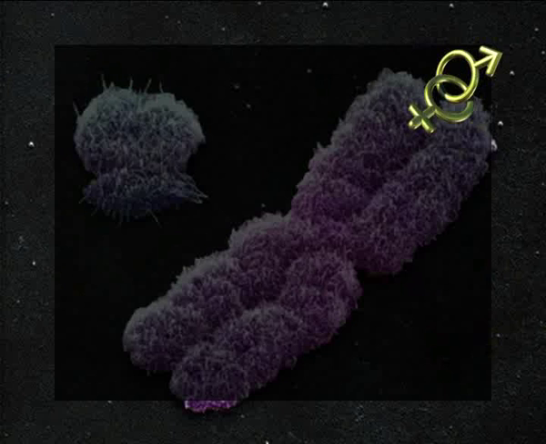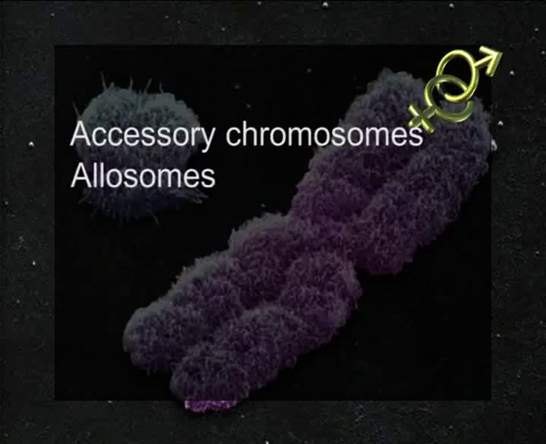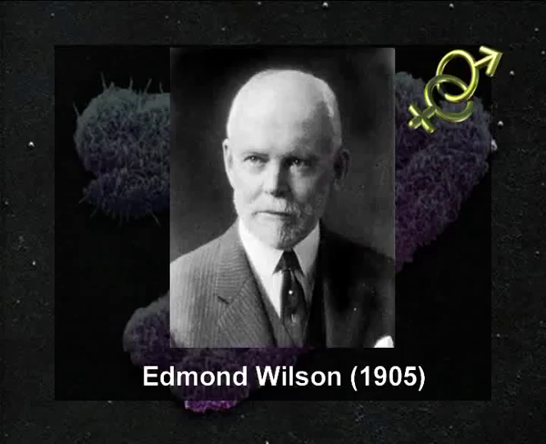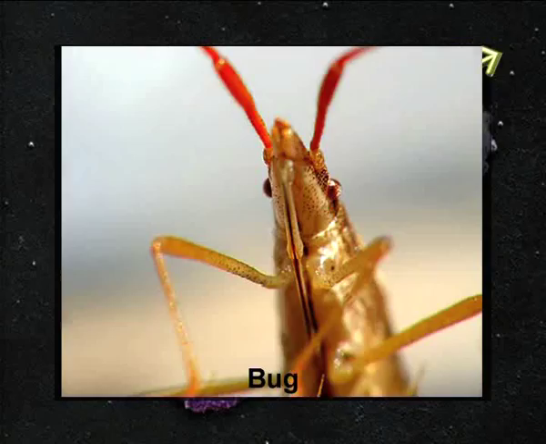These were called accessory chromosomes, allosomes, heterochromosomes, or sex chromosomes. In 1905, Edmond Wilson noted that females of Protenor, a hemipteran bug, have 7 pairs of chromosomes, while males have 6 pairs and an unpaired chromosome, which he called the X chromosome.